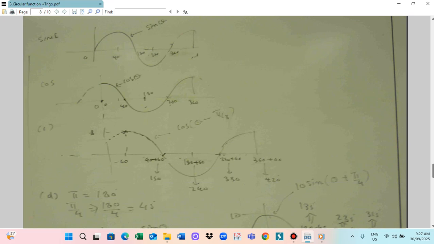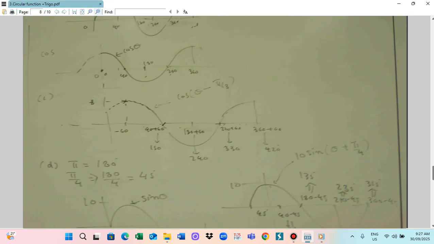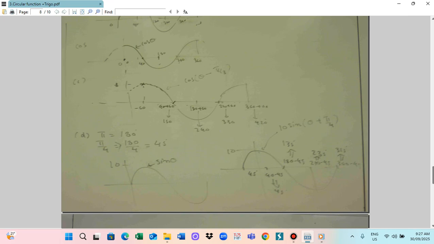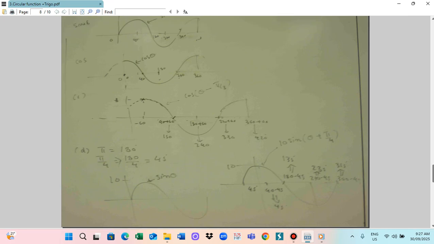This is the minus 60. So this value will be the maximum, and the curve comes from here like this. At this point the value will be the maximum. The maximum value is 8, because of the first term in 8 cos theta minus pi by 3.